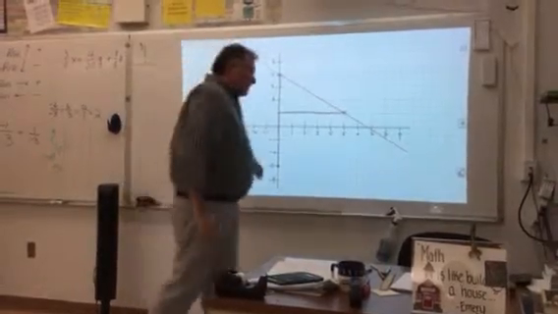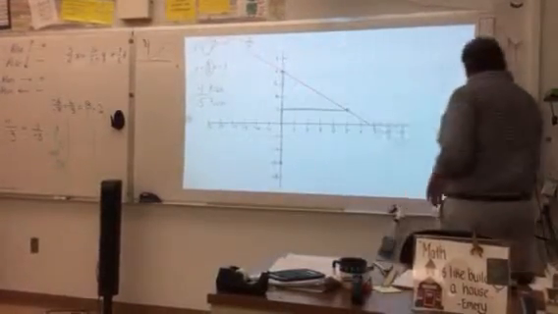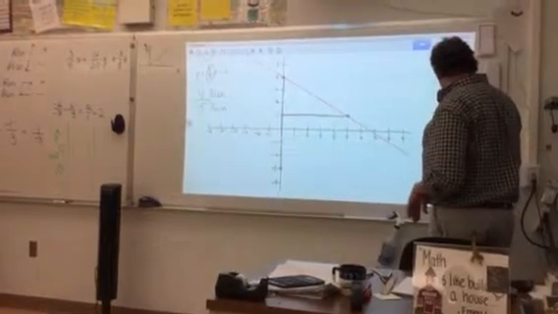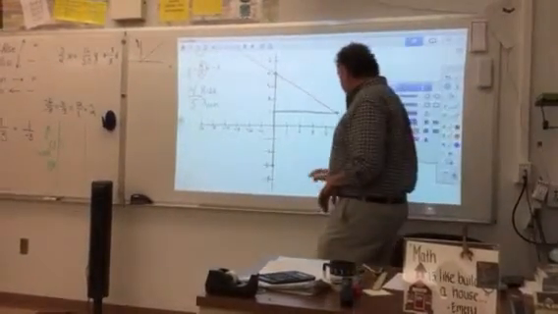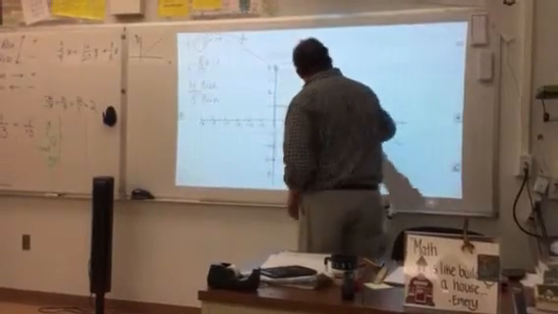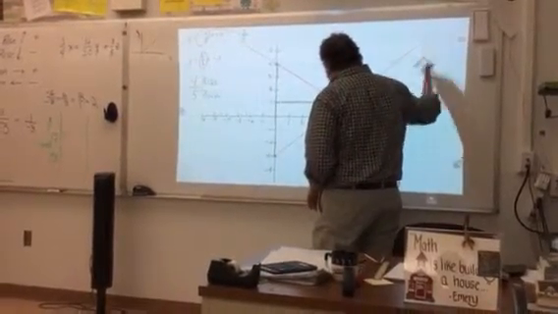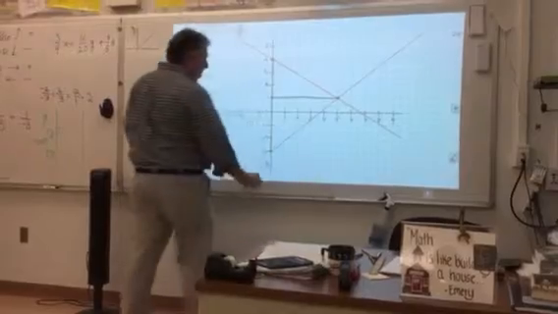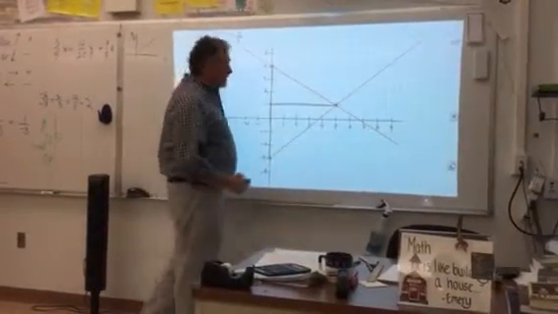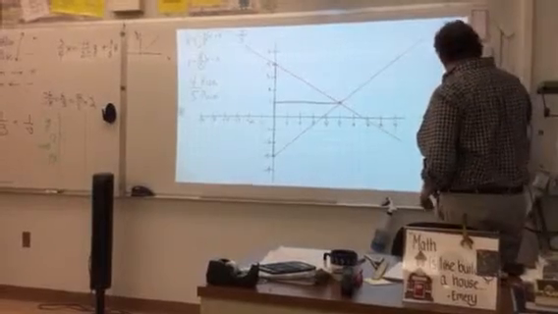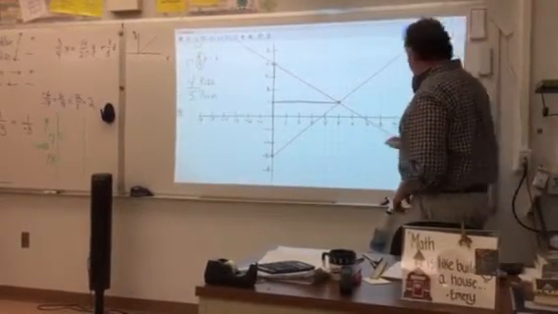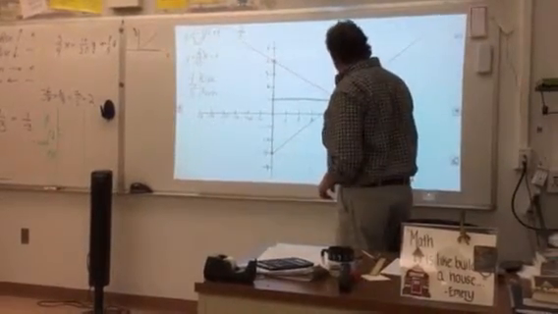Now, without reading too much into this just yet, I am going to go ahead and graph the second line like so. And actually, we don't have to extend this one. We can see that it has a solution, and that solution is located right here.